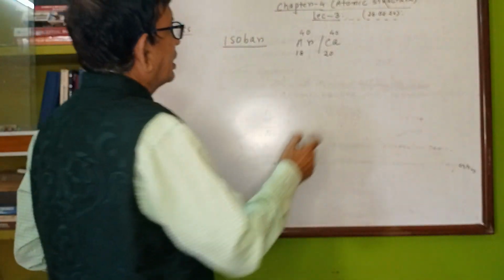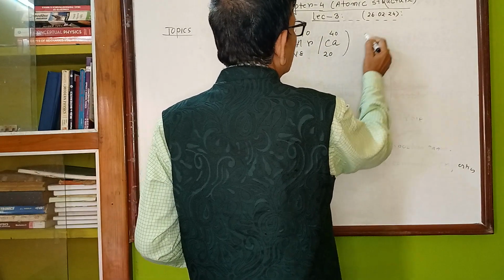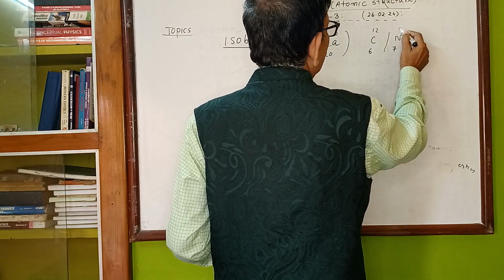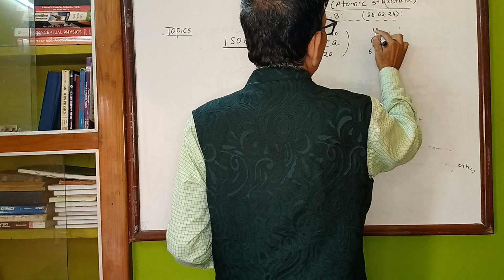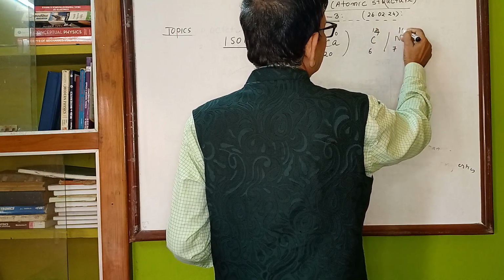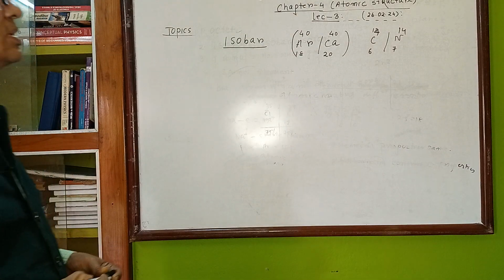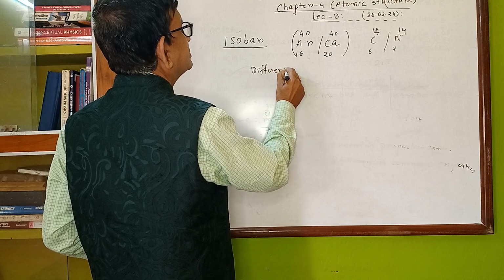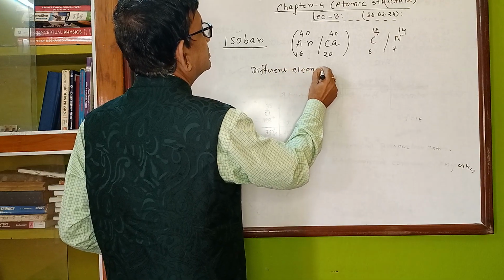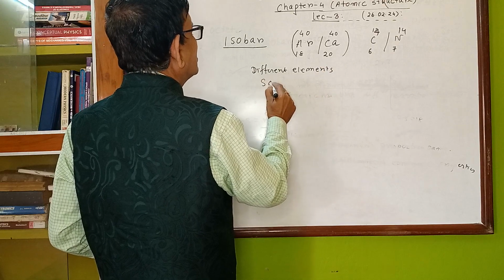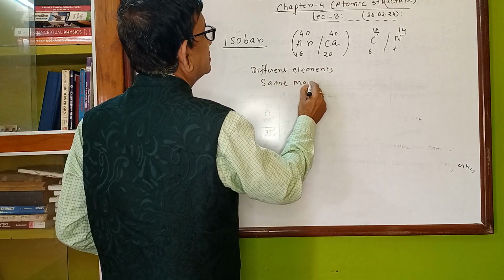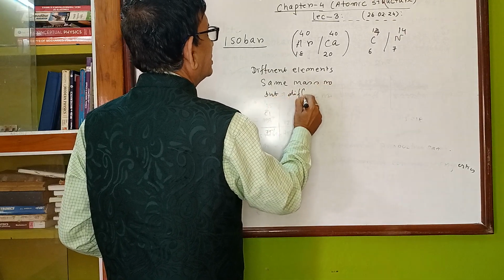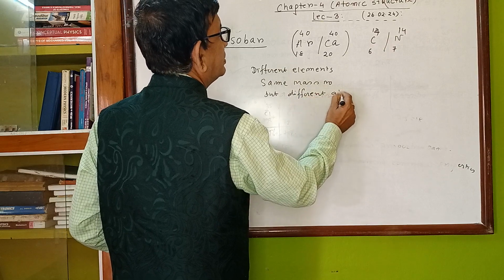So now another example I am giving you. Carbon 6, 14 and nitrogen 7, 14. So in different atoms, different elements, same mass number but different atomic number.